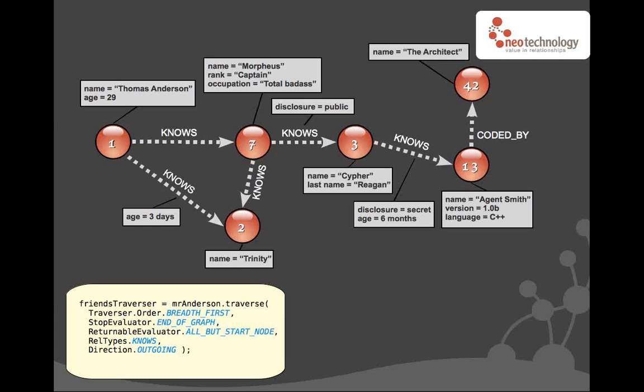It's going to end up at 7. It's going to look at the returnable evaluator, which then is going to say, well, we're not at the start node now, so yeah, let's return this. And number 7 will be returned out of the traversal.